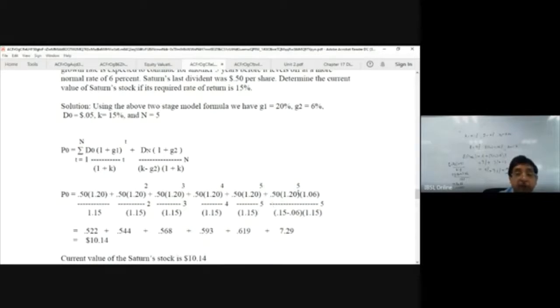And the next one would be, you get the price at that point, or the dividend at that point. That point's dividend is 0.50 into 1.20 to the power 5. And it is to be multiplied with 1.06, because from that point onwards, the dividend growth has become 6%. And it has to be divided by k minus g, that is 1.15 minus 0.06. And it is to be present valued by dividing by 1.15 to the power 5. So this is how the question is answered.